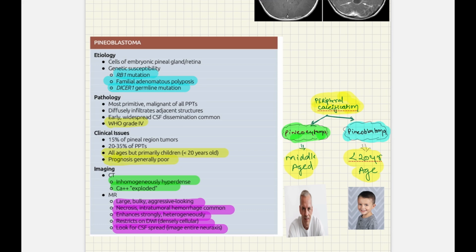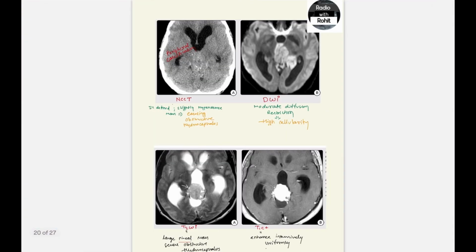Necrosis and intratumoral hemorrhage are common. That's why on GRE we get blooming. It enhances strongly or heterogeneously on post contrast. DWI shows restriction, as it is a densely cellular or hypercellular tumor. For CSF, we have to look at the entire neuraxis.